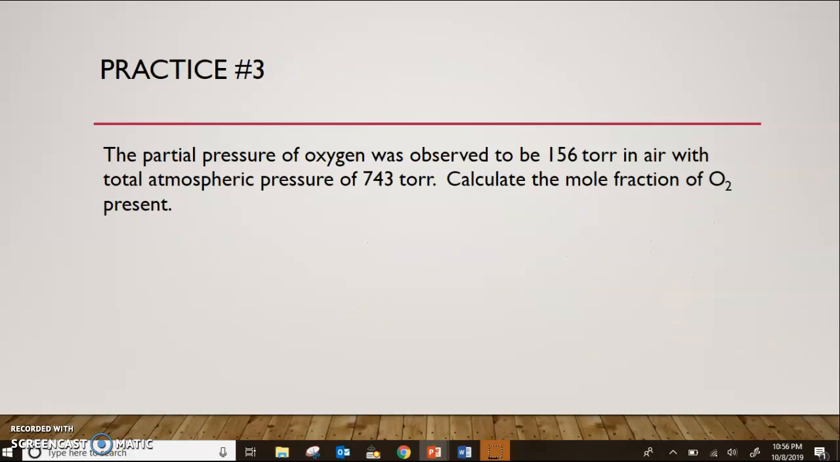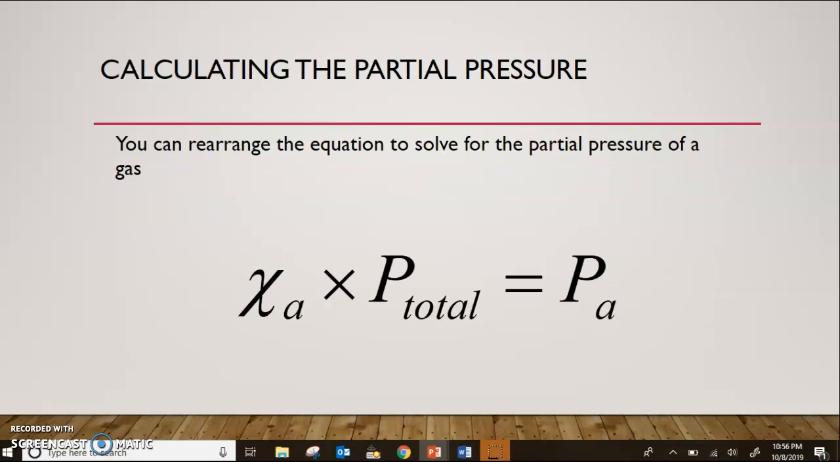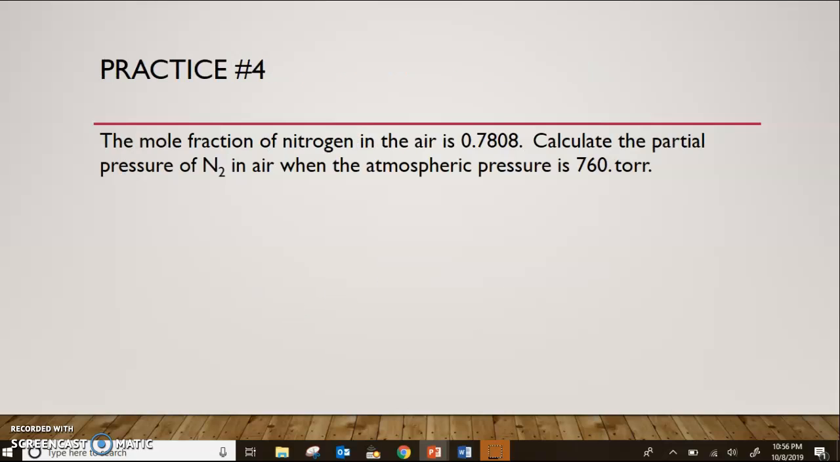Here's another practice problem. Try it with your neighbor and then check. And here you go. Here's your mole fraction. And then I can calculate the partial pressure if I go backwards from this. So if I have my mole fraction and I know my total pressure, then I can go ahead and calculate the partial pressure for thing A. Here's a 4th practice problem. Try it out, check with your neighbor.